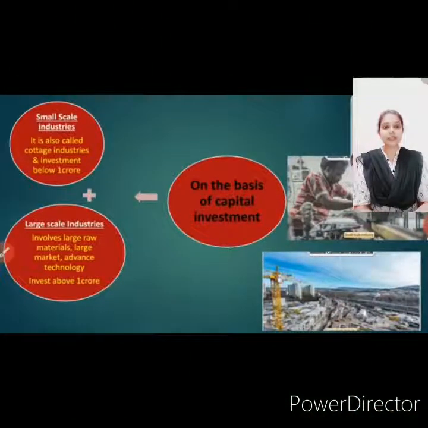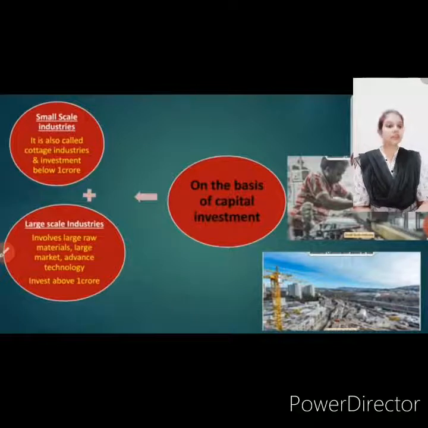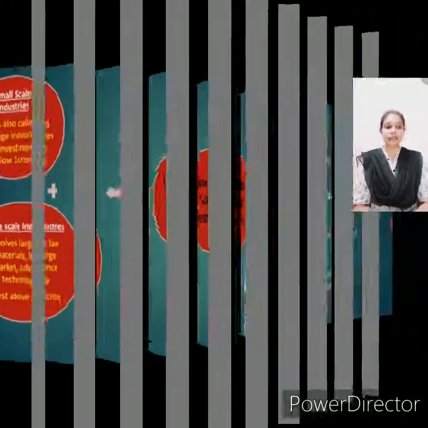Now, the third one is on the basis of capital investment. It is divided into two: small scale industry and large scale industry. Small scale industries are such industries which require a maximum investment of up to rupees 1 crore. It employs a small number of laborers. And large scale industries are those where the investment is more than 1 crore on any industry, and it is known as a large scale industry. And in these industries, thousands of workers work.